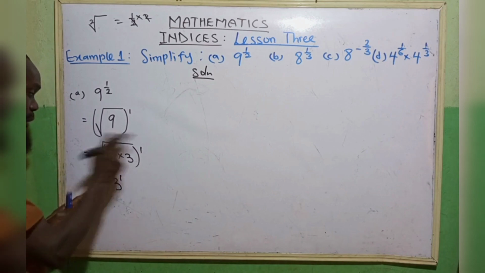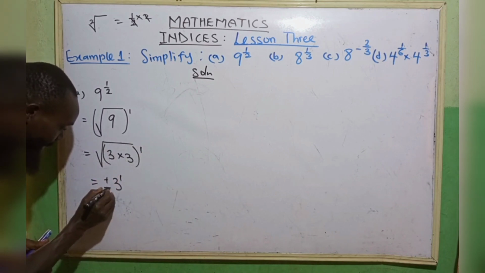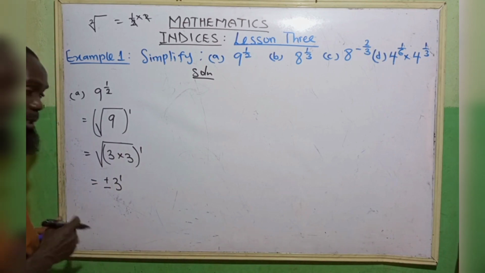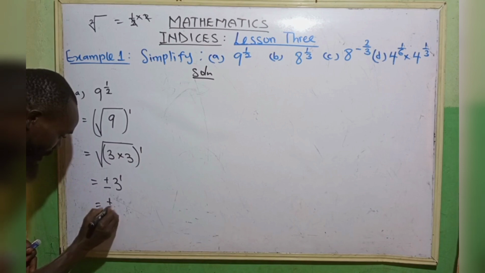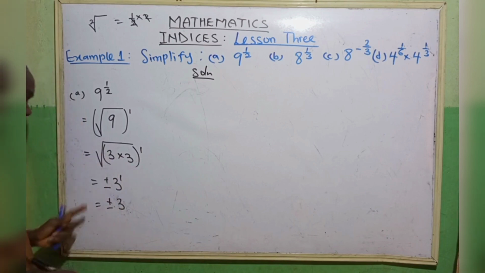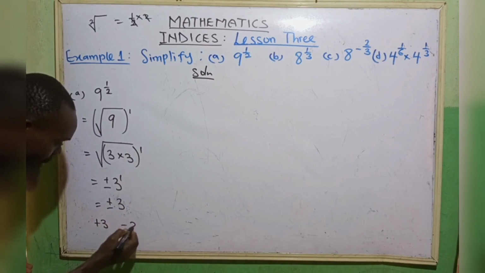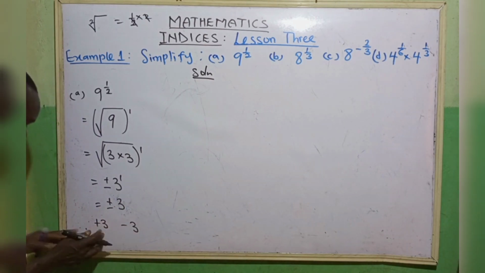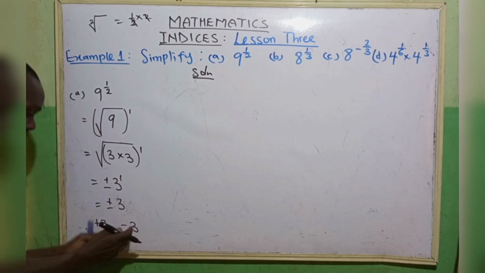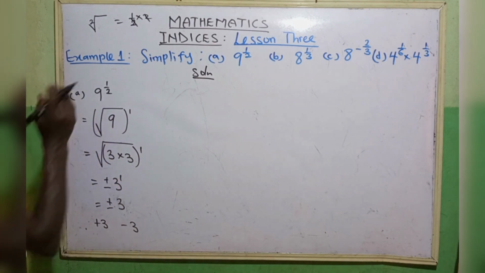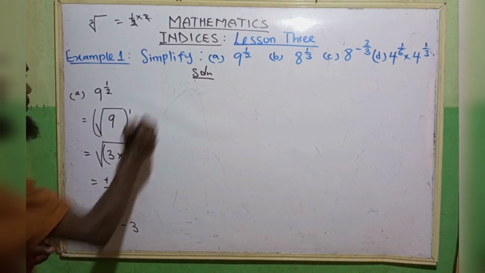But when you are removing this square, as if you are looking for the square root, you are going to introduce plus or minus. Meaning our answer could be positive and also be what? Negative. Raised to power 1, which is plus or minus 3. So our answer can be plus 3, it can also be minus 3. So if you say plus 3 times plus 3 give us plus 9. Minus 3 times minus 3 give us plus 9. That is the reason why it is plus or minus 3.